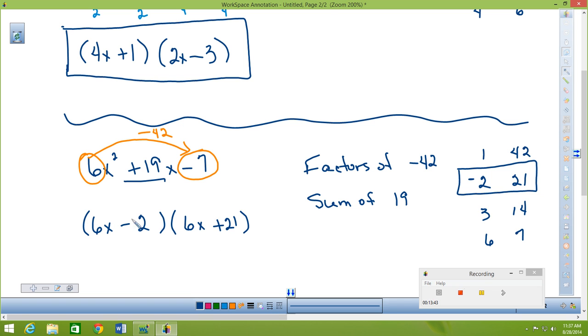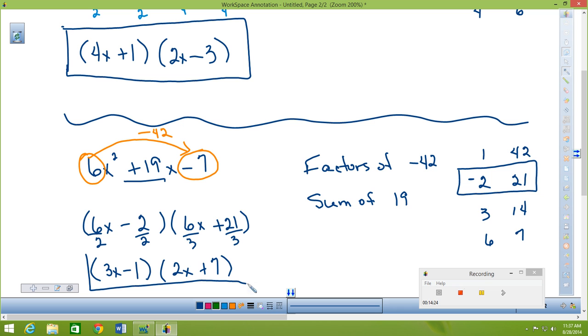Okay, now then, looking inside each set of parentheses, I'm going to look for a common factor. This 6 and 2 has a common factor of 2. Okay, 6x divided by 2 is 3x, minus 2 divided by 2 is 1. Okay, looking in this one right here, both of these numbers, 6 and 21, have a common factor of 3. So divide by 3, divide by 3. Okay, that becomes 2x plus 7. And that is your final answer.